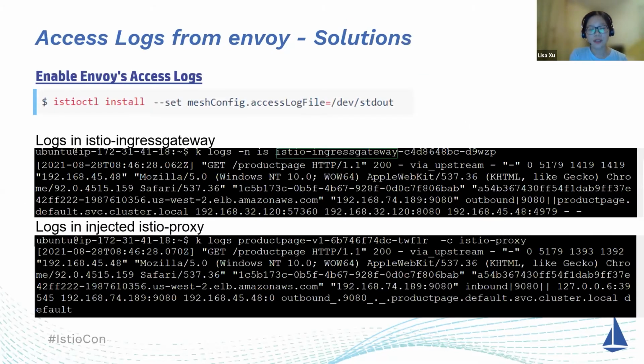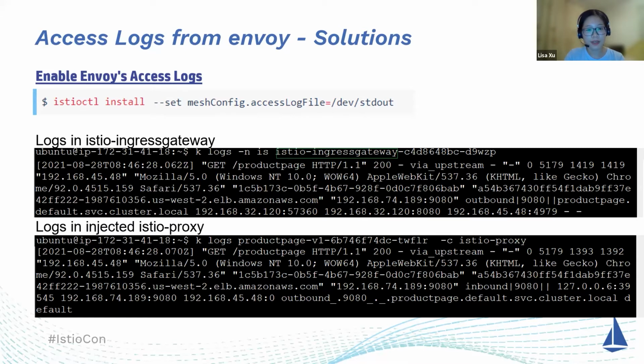By default, you are not able to get the Envoy access log from Istio. So in order to enable it during the installation, you have to use the Istio config to enable the Envoy access log. Once you enable it, you will be able to view the logs this way. This is the log in the Istio ingress gateway, and this is the log in one of the containers of the Istio proxy. These logs look very similar and contain lots of information.